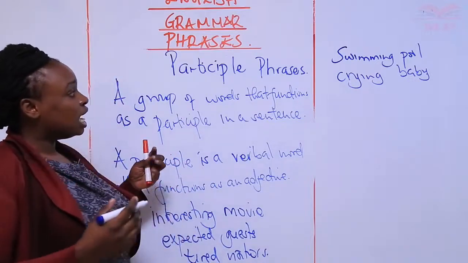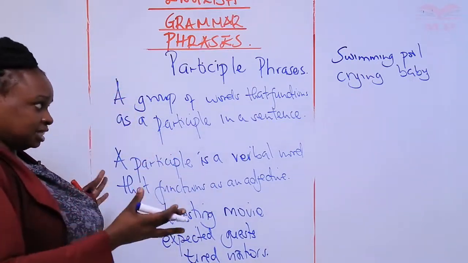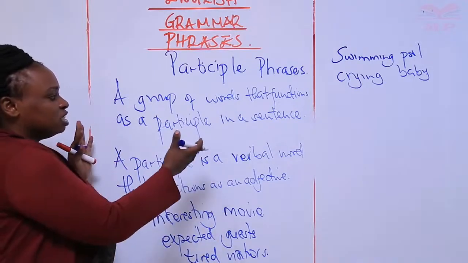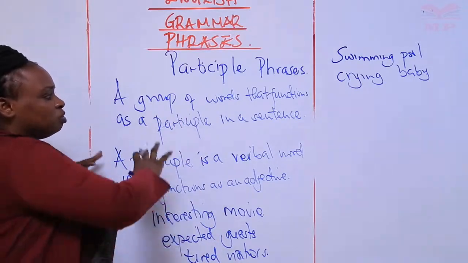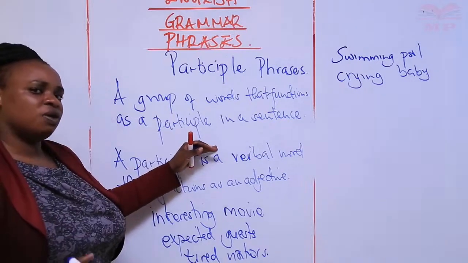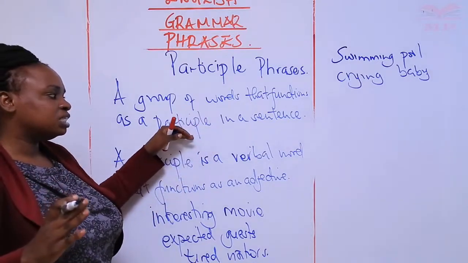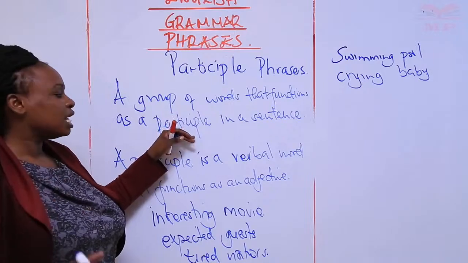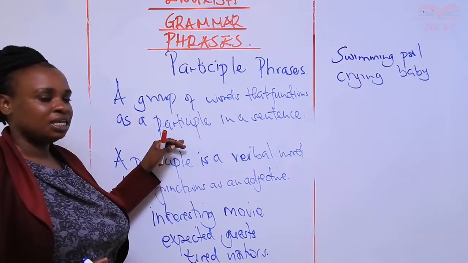So today we're looking at how a participle phrase will function as an adjective. Because when we say a group of words that function as a participle, we're looking at a group of words that function as an adjective. The only difference is that there'll be no adjective in that sentence like in an adjectival phrase. There'll be a participle. Okay?